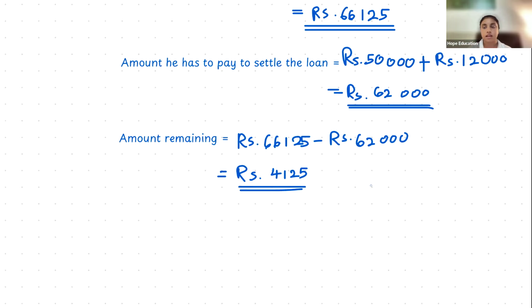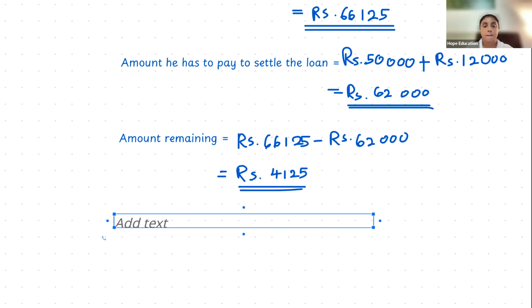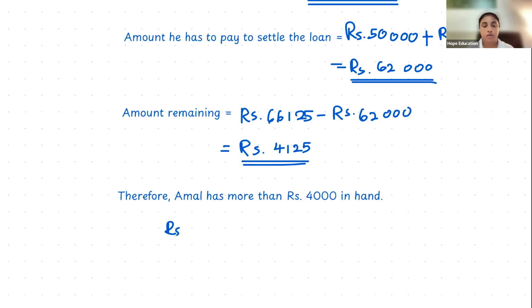So මෙතන පොඩි sentence එකක් හරි මොකක් හරි එකට දාන්න ඕනේ. Right? So you can say therefore Amal has saved more than 4,000 rupees in hand. I think that was the question, right? Or නැත්තම් ඔයාලා මෙතන කෙලින්ම 4,125 greater than 4,000 කියලා දාන්නත් පුළුවන්. මේ විදිහේ දෙකම දැම්මත් කමක් නැහැ. All right?